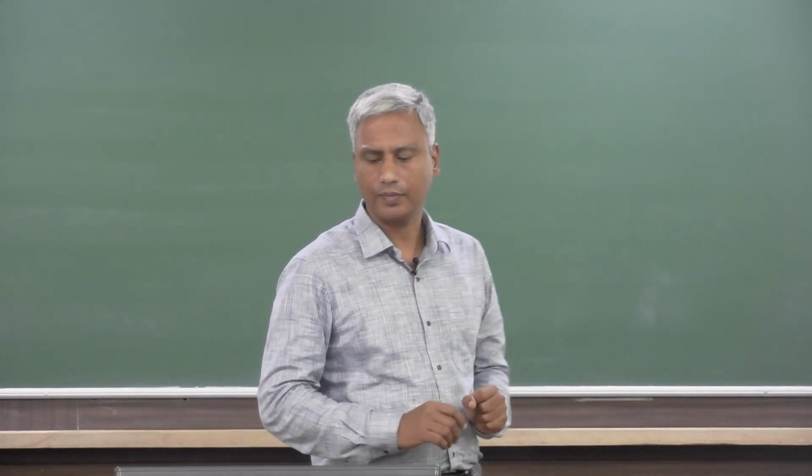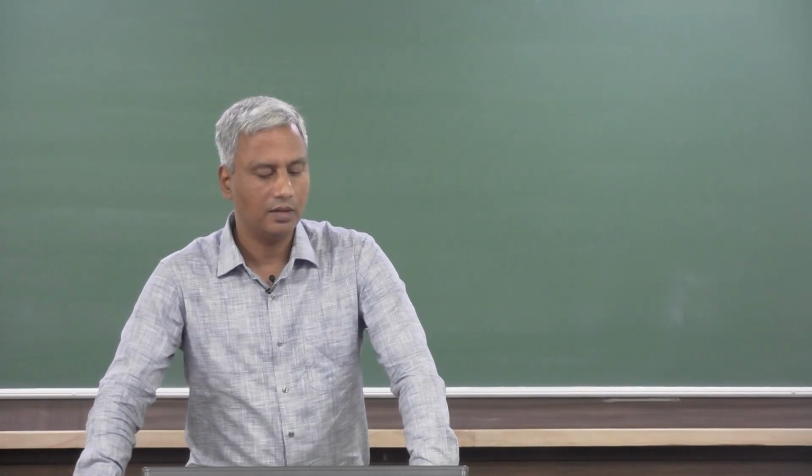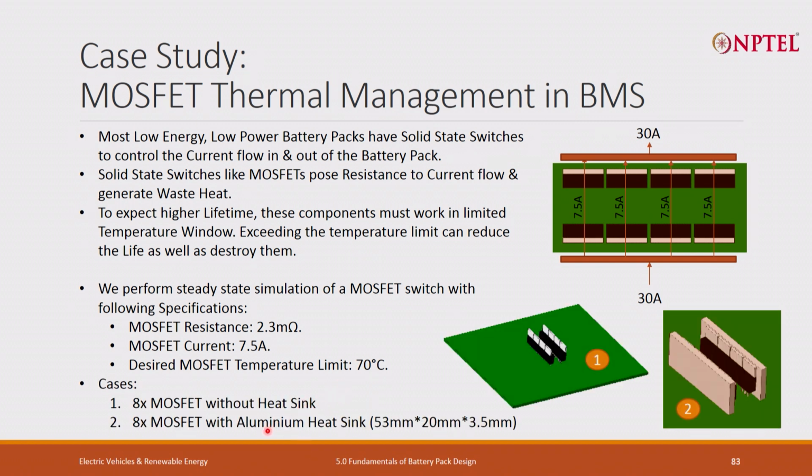What we have done is some steady state simulation on MOSFET. Obviously it is not a steady state, it has to be transient by nature of the battery pack, but to understand it quickly: MOSFET resistance is 2.3 milliohm, current 7.5 ampere, and what we want is that the MOSFET temperature should not exceed 70 degrees centigrade. So total 8x MOSFET with and without heat sink. This is without heat sink and this is with heat sink.